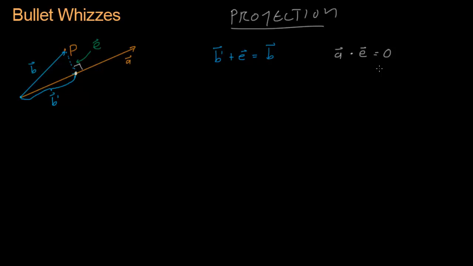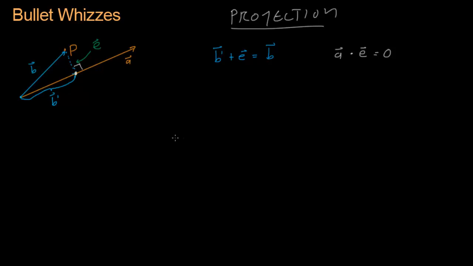Now, if you need a little review on dot product, I'm giving you a link right here. I highly recommend you go back to the previous dot product video where we discussed the backstabbing and watch that. And if you remember, two vectors that are perpendicular to each other, their dot products will be zero. So the dot product of A and E is zero.